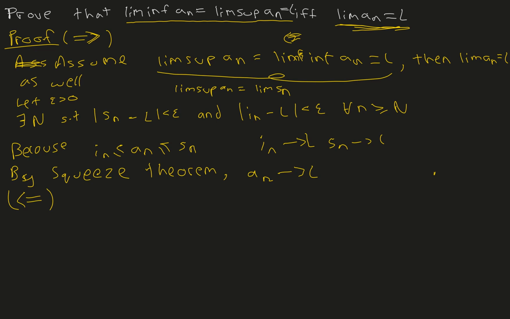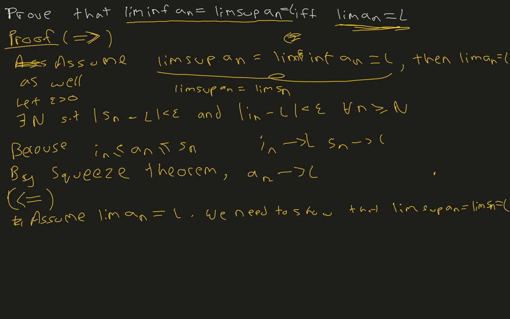Whenever you're doing if and only if proofs, one direction will always be pretty easy and the other direction will be a bit more challenging. So when we're doing the other direction, we can assume the limit of A_n is equal to L, and we need to show that lim sup of A_n, which is equal to the limit of the sequence S_n, is equal to L as well.